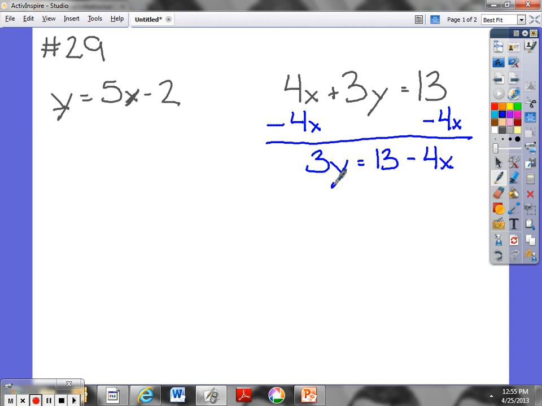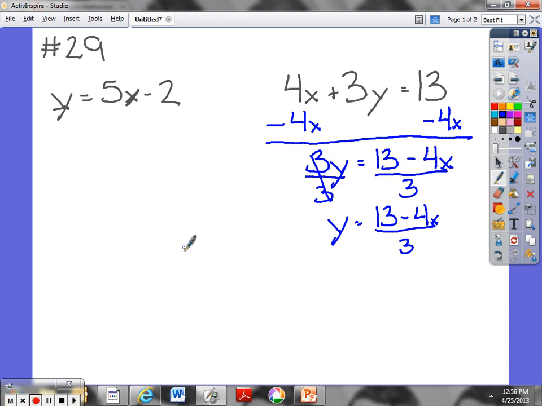I need to get rid of the 3, I am going to evaluate for 1y, not 3y, so divide both sides by 3. That cancels, and I'm left with y is equal to 13 minus 4x, divided by 3. Now that looks really ugly, but we're going to work with that at first. So now I have both my y's being equal to something.